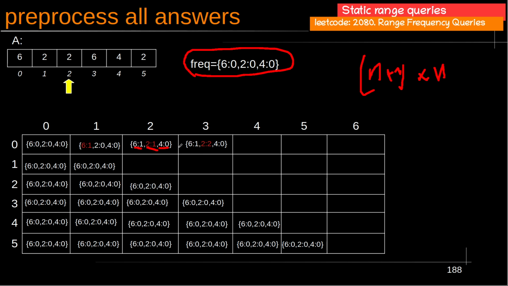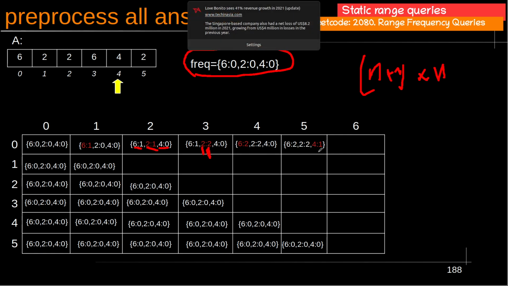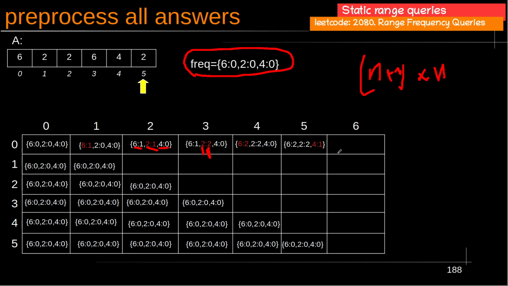As you see, 2 is identity here. The frequency of 2, this is the frequency, this is the element. The frequency of 2 is updated. From 0 to 3, I have 2 6s, 2 2s, and 0 4. From 0 to 4, I have 2 6s, 2 2s, and 1 4. From 0 to 5, I have 2 6s, 3 2s, and 1 4.